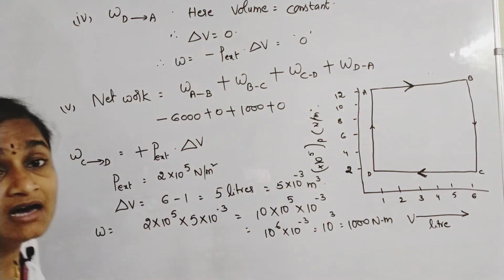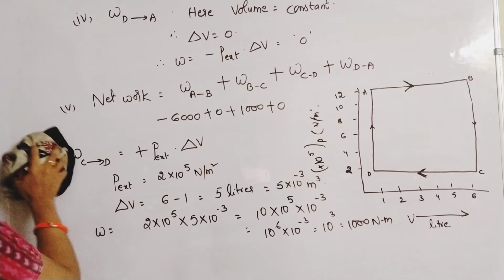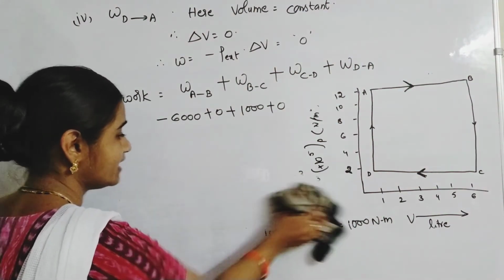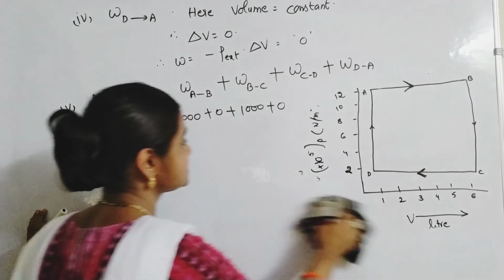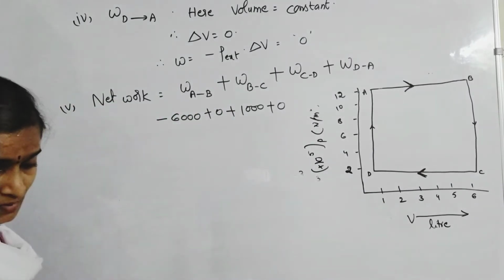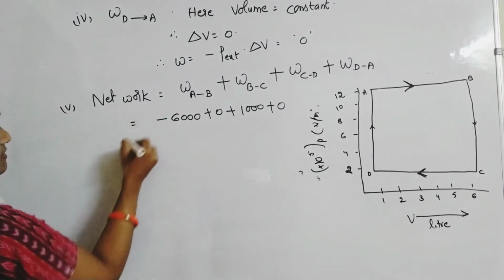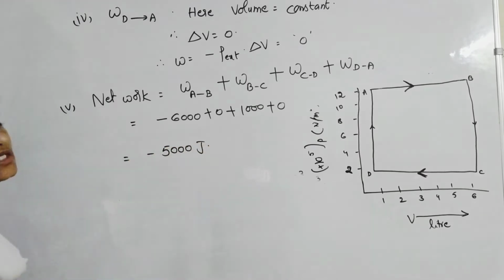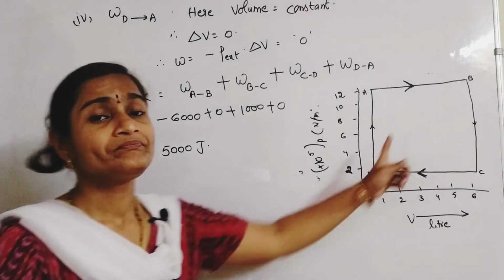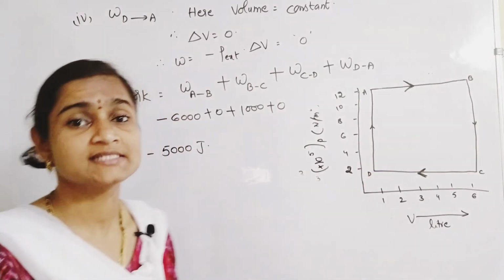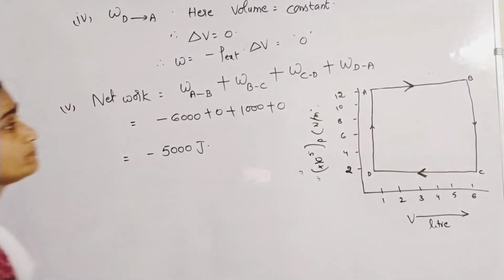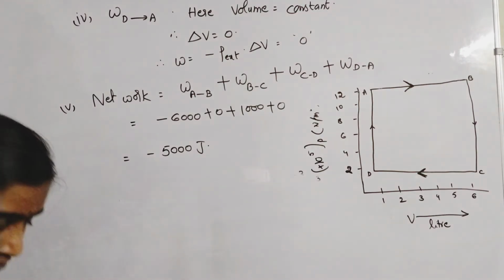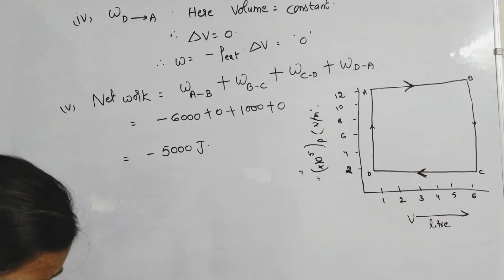Okay, so net work done. What is the net work done? Net work done is minus 6000 plus 1000. How much is it? Minus 5000. Minus 5000 joules. So this is the problem. Based on the given diagram, they will ask this type of questions. Right? Please copy down quickly. Next question. We'll go for the next question.